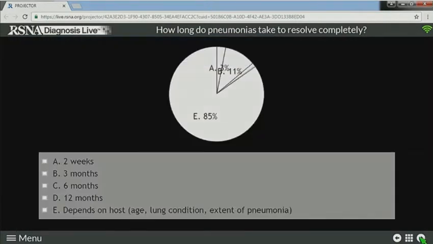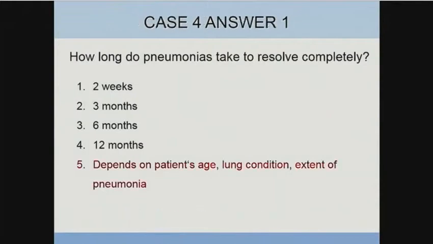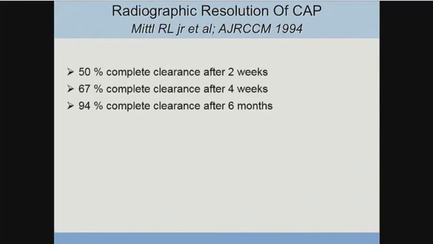Okay. So E, 85%. The ones that have voted really made an informed guess, because the correct answer is that it depends on the patient's age, lung condition, and extent of pneumonia. Why is that so? It's a study, not recently published, but a landmark study in the literature that is still valid. Over 2,000 patients, looking at the resolution of an abnormality, a pneumonic infiltrate.